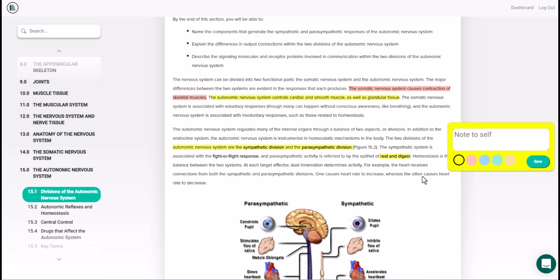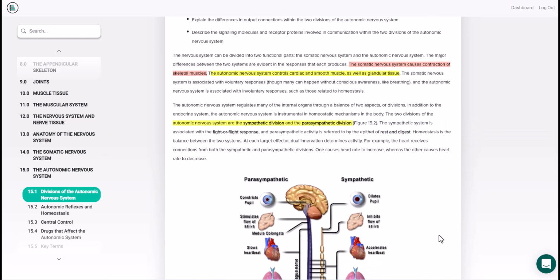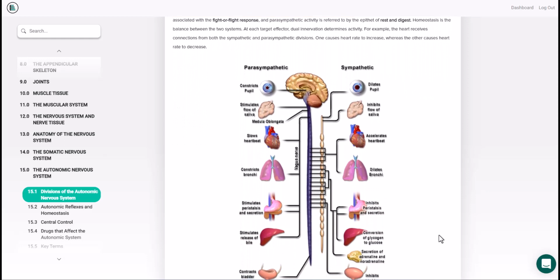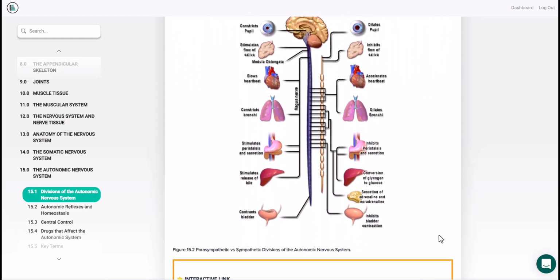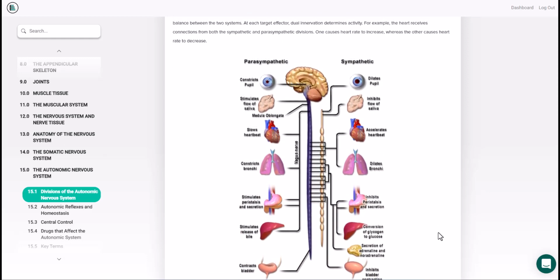So don't think of these two divisions as on or off, but instead simply a rotary dial where one is being cranked up higher than the other, depending upon the needs of the body. So let's take a look at this first diagram. This is figure 15.2. And it very simply helps us understand what's going on.